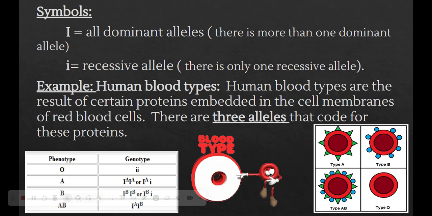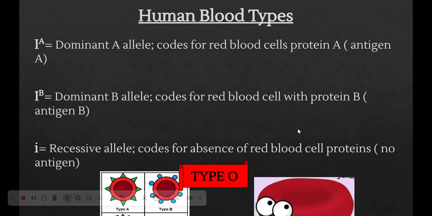Human blood types are the result of certain proteins embedded in the cell membranes of red blood cells. There are three alleles that code for these proteins. I capital A is the dominant A allele. It codes for red blood cell protein A, or antigen A. I capital B is the dominant B allele. It codes for the red blood cell with protein B, antigen B. And little i is a recessive allele, and codes for absence of red blood cell proteins, no antigen.